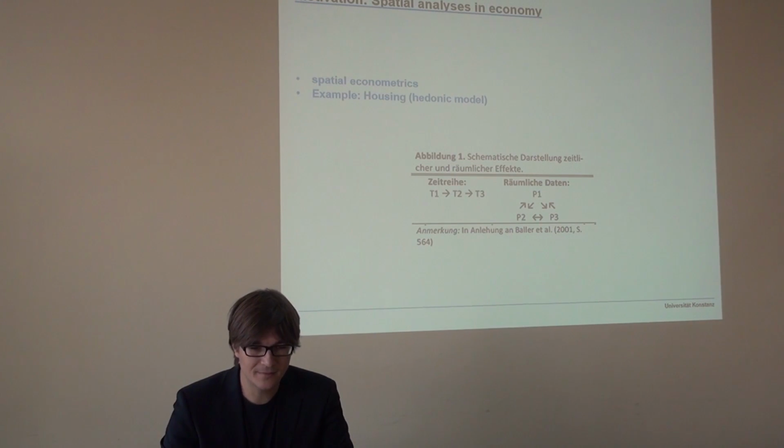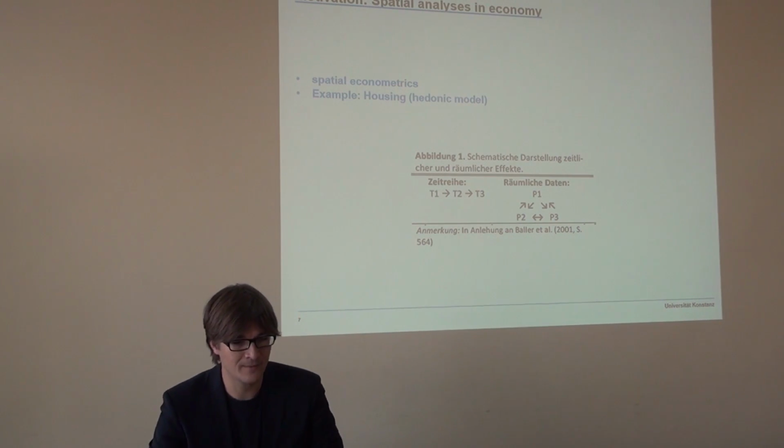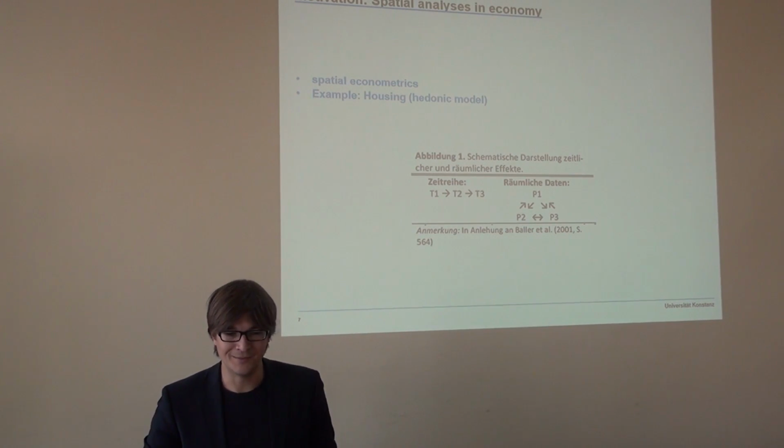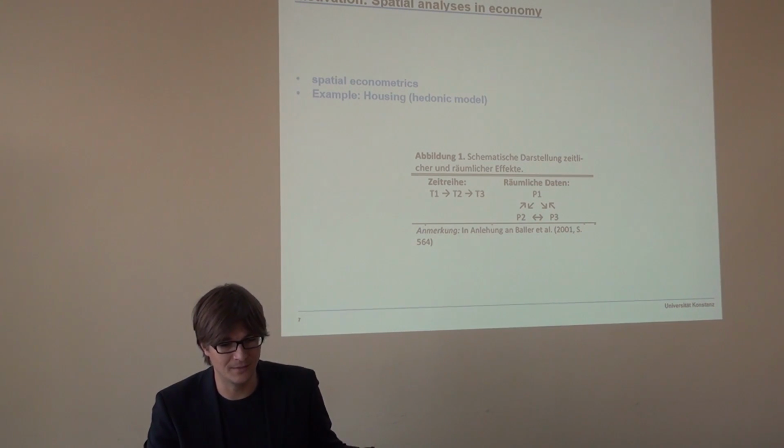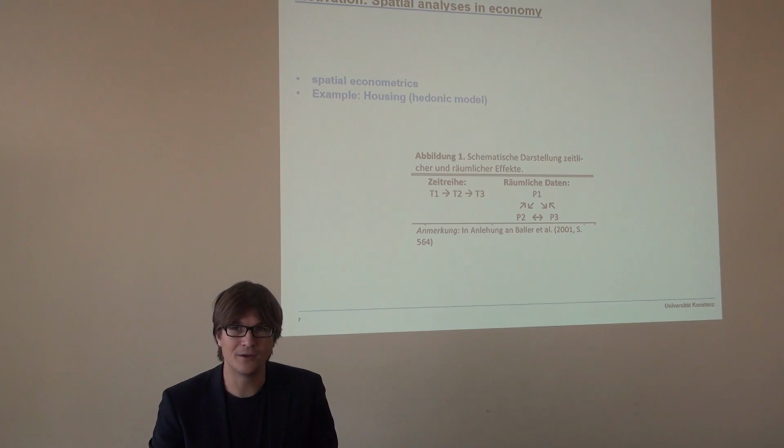And the other social science that does a lot of spatial analysis is, of course, economics, and it's called spatial econometrics, and they do all this spatial regression stuff. For example, when they analyze the cost of housing, it's called the hedonic model, and they do a lot of research in this aspect.